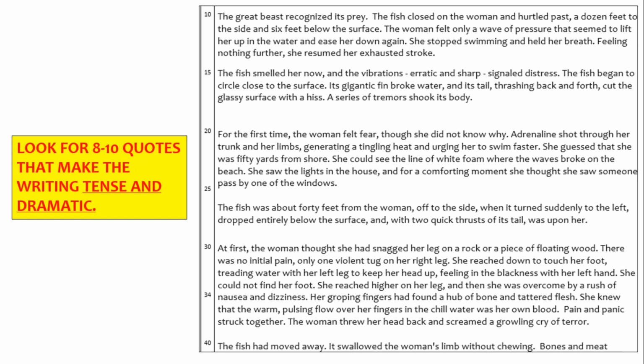The fish was about 40 feet from the woman off to the side when it turned suddenly to the left. Dropped entirely below the surface and with 2 quick thrusts of its tail was upon her. At first the woman thought she'd snagged a leg on a rock or a piece of floating wood. There was no initial pain, only one violent tug on her right leg.